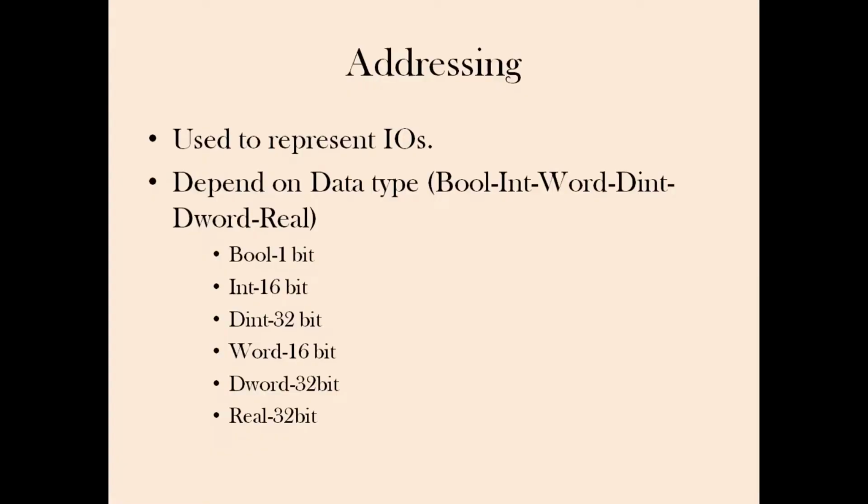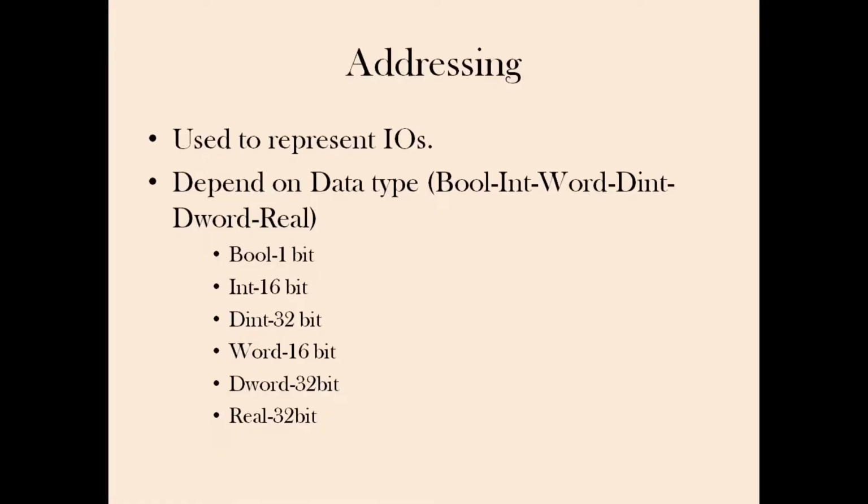An integer is 16 bit, it will take 16 bits. A double integer will take 32 bits. Similarly, a word will take 16 bits and a double word will take 32 bits. And real, which is nothing but a floating point number, will take 32 bits to store its value. These are the basic ideas about the addressing part. And how we are going to address the IOs in Siemens, that is what we are going to see in the next slide.